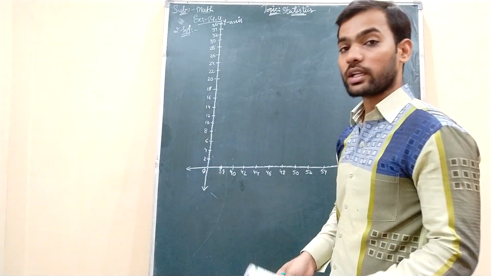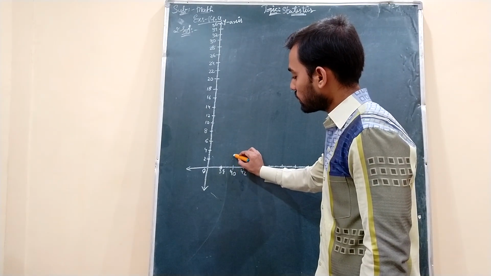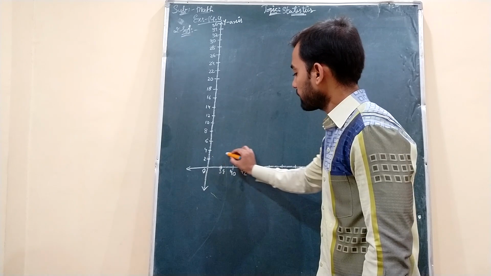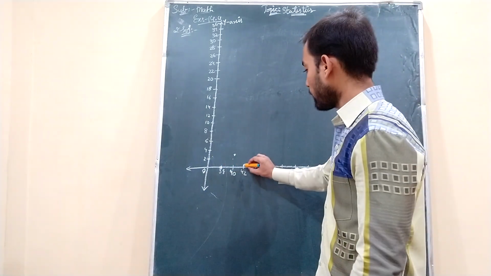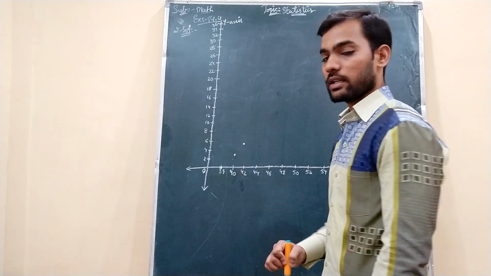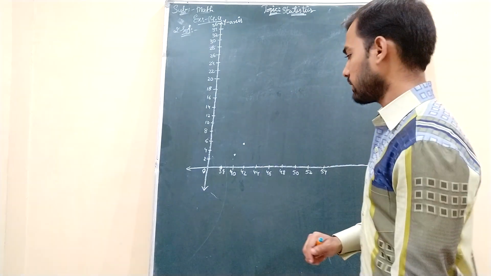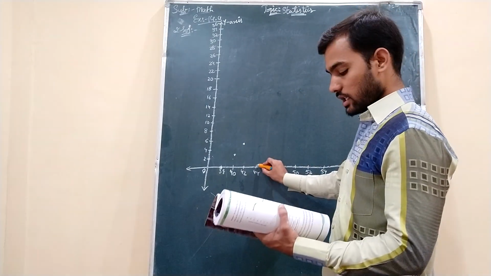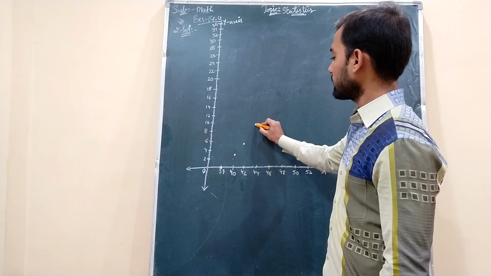Then our next point is 40, 3. On 40 you need to travel till 3, which means in between 2 and 4 you will get 3. Okay, like this. Then your next point is 42, 5. On 42, 5 means in between 4 and 6. Somewhere here you will find 5. Exactly in between 4 and 6 you will get 5. Okay. On 44 it is 9. So in between 8 and 10 you will get 9.